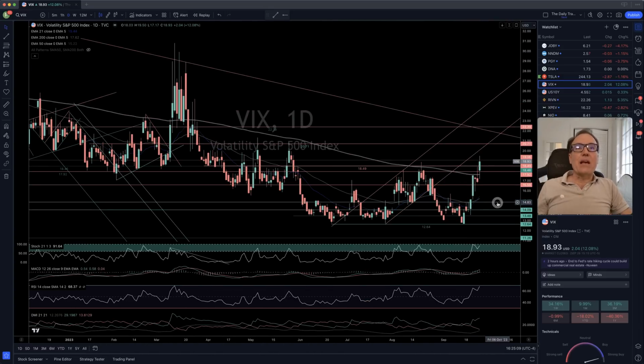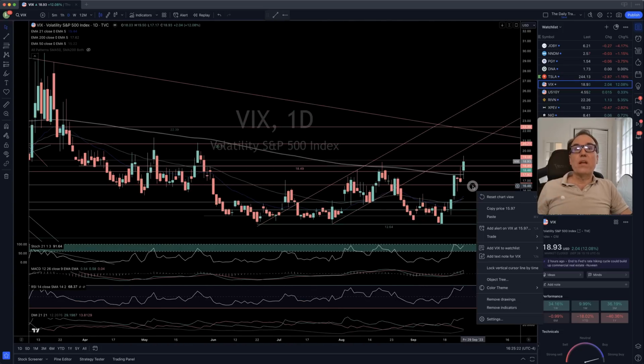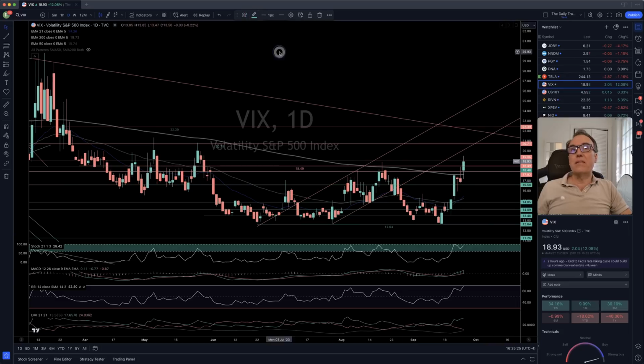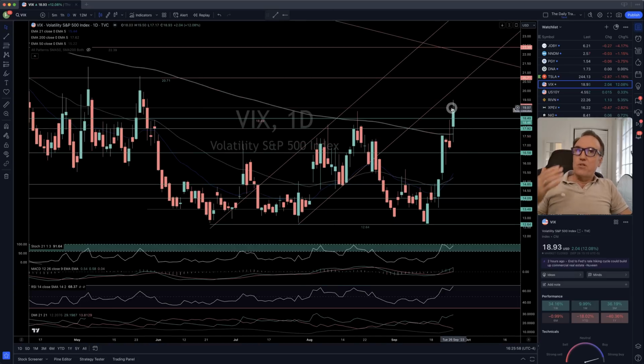Look at this. Look at how high the VIX has gone today. We are up 2.04, 12.08%, close at 18.93. So this is going high really fast, and this is pushing down almost every stock in the market. We just broke 18.48. This could be a little bit of a concern. If it continues, then stocks and indices, everything are going to tank even more.